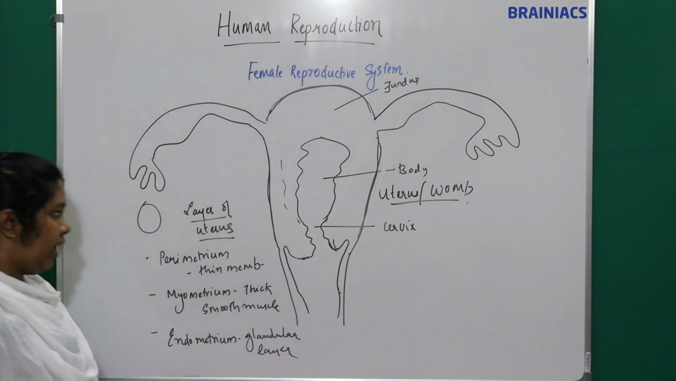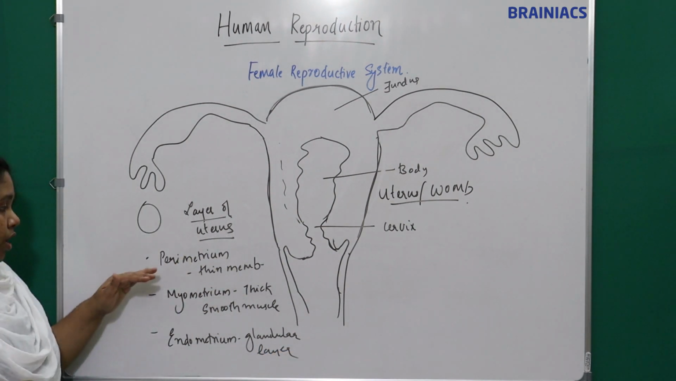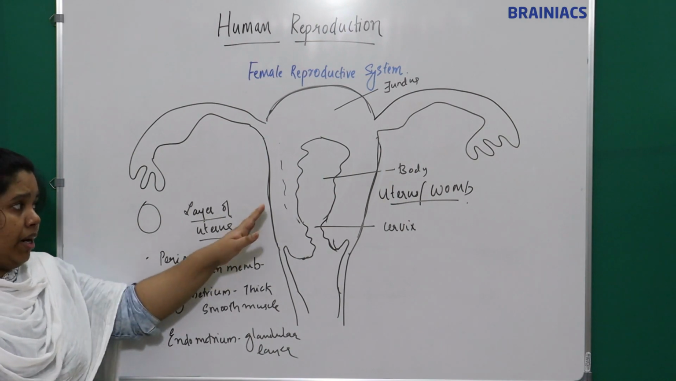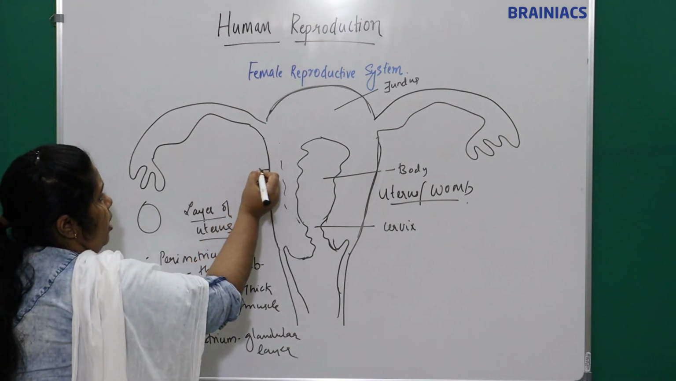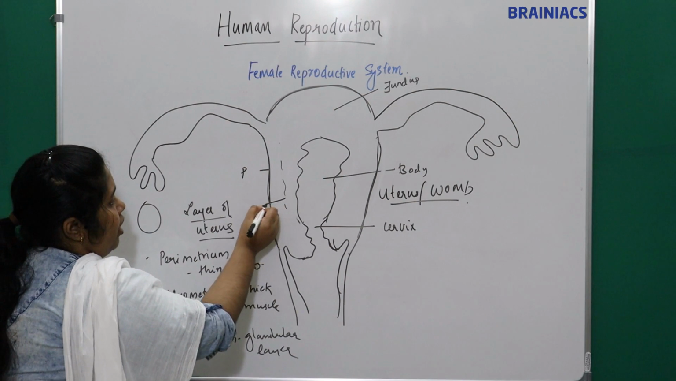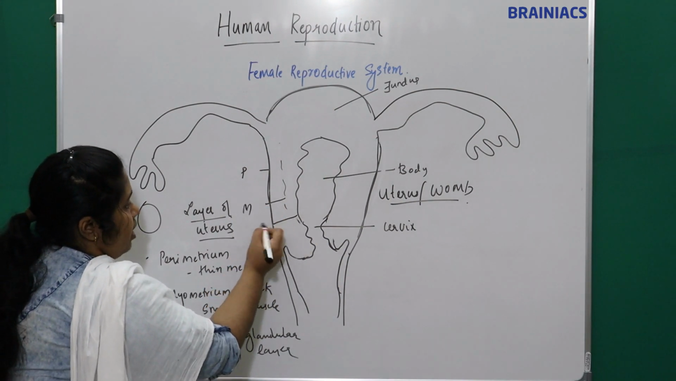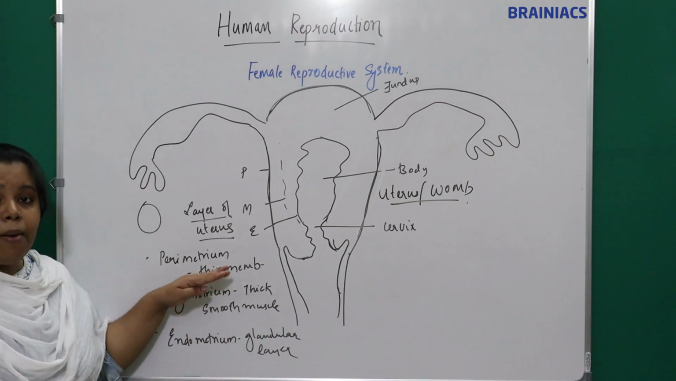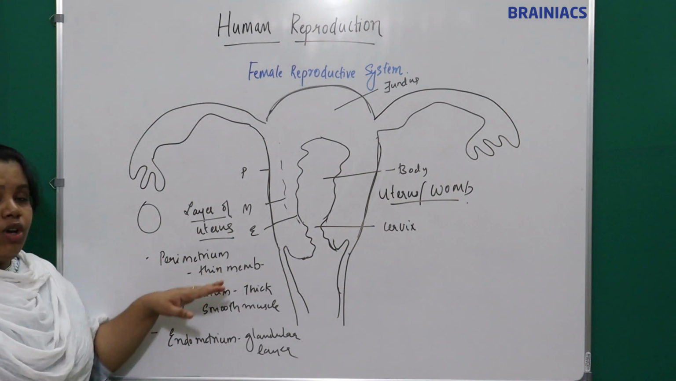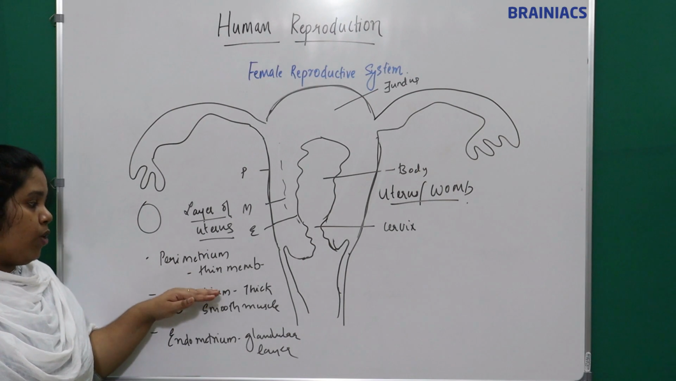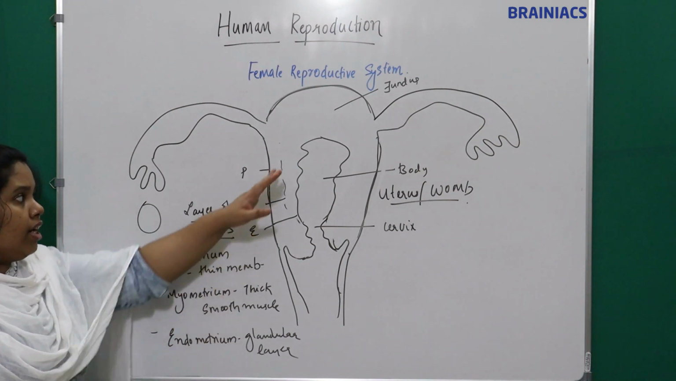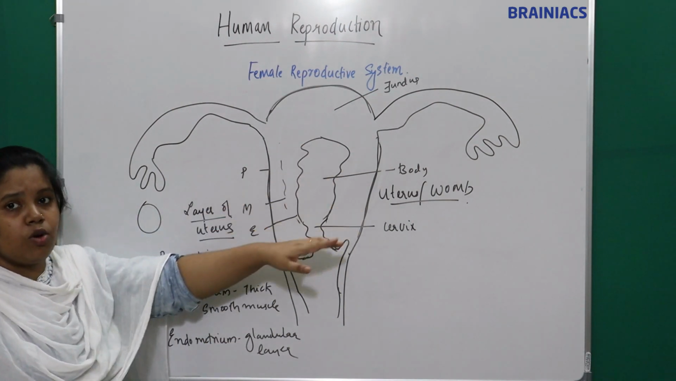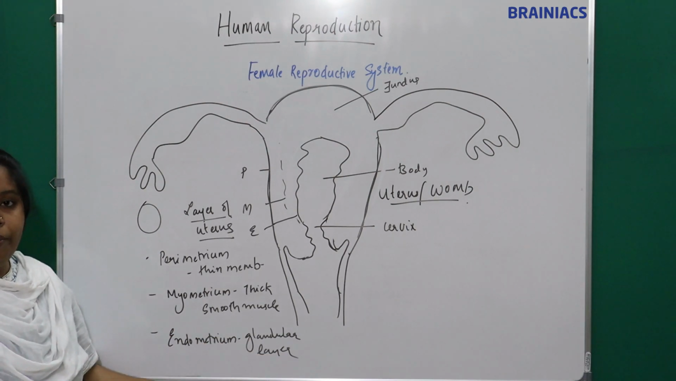Okay, so these are the three layers of the uterus, right? We have the perimetrium, which is the thin membranous layer present outside. In the middle we have the thick muscular part called the myometrium, and inside we have the inner glandular part, called the endometrium.